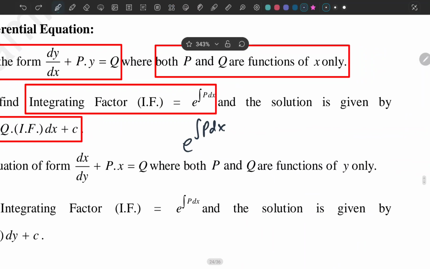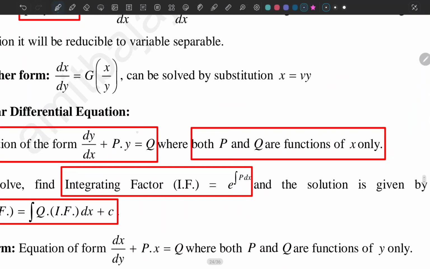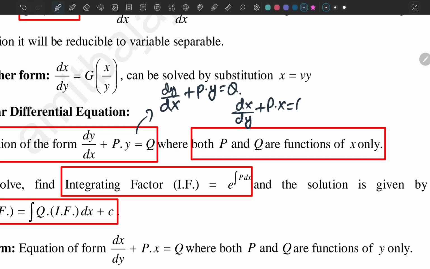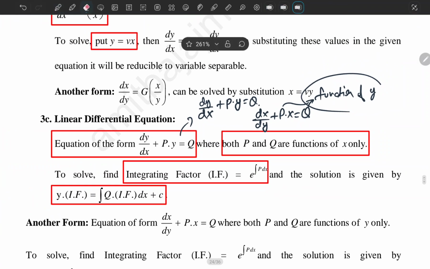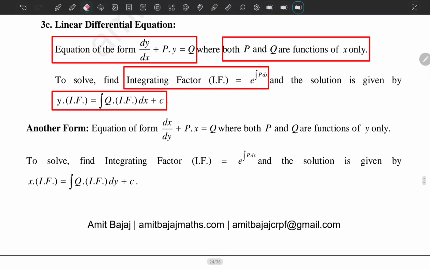And let me tell you a very interesting part here. If you look closely, this is dy over dx plus p times y equals q. And if it comes as dx over dy, then dx over dy plus p times x equals q, where p and q should be functions of y respectively. Vice versa. That's what I just want to tell you, please remember that.